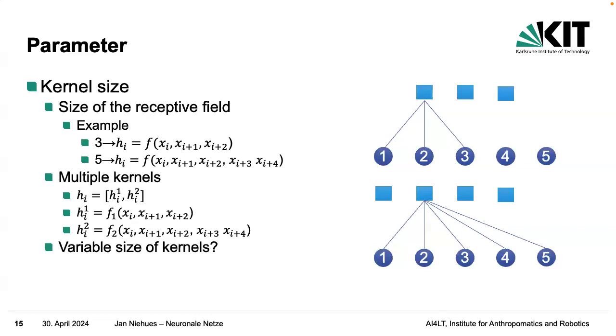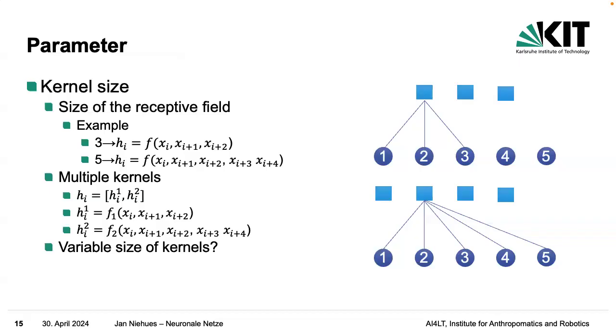You can also have different kernels. So what you can, for example, do is you can have multiple kernels and then just concatenate your hidden representations. So you can, for example, have one 2-dimensional and one 5-dimensional kernel. You combine them both, and then it is possible. Yes?